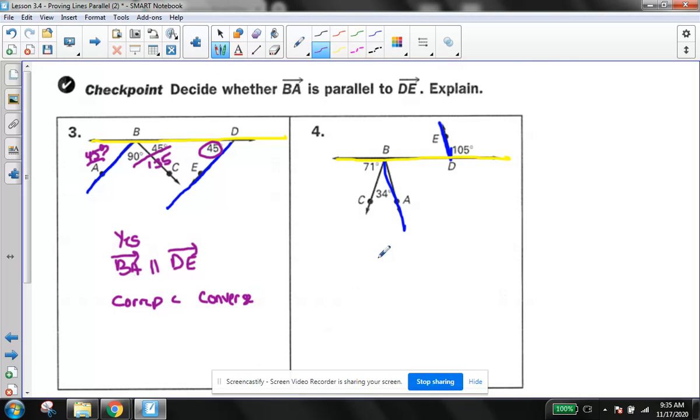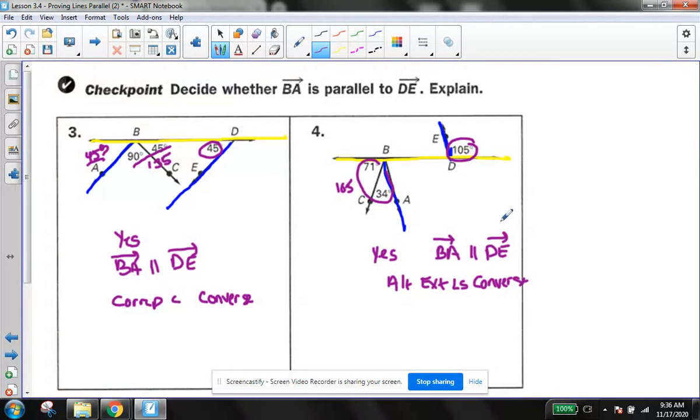Okay, and then finally, when we take a look at this last example, these sort of look like to me like alternate exterior angles. So right now I'm going to test the 105, and if I add up the 71 and the 34. So when I add up the 71 and the 34 together, I do get 105 degrees. So by the alternate exterior angles converse, ray BA is parallel to ray DE.